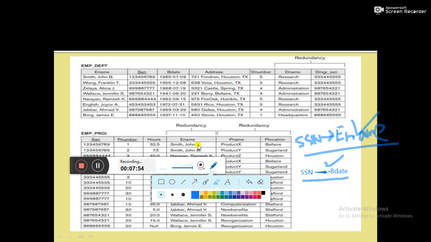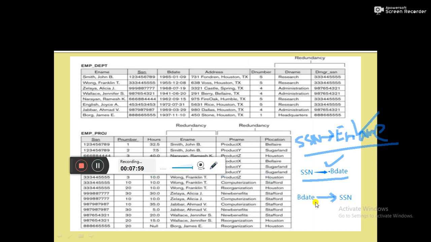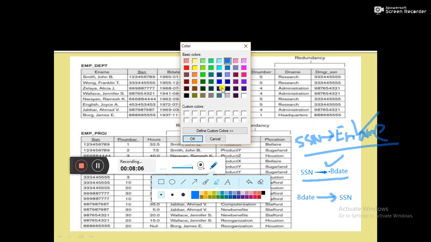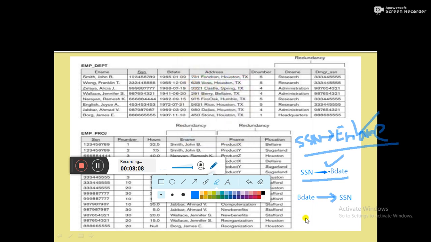Now the question is whether the reverse is true or not. That means, can we write it that way? Birth date arrow SSN. That means SSN is functionally dependent on birth date. Is it true or false on that relation? We can write it if, for a particular value of birth date, there is a single SSN. Let's check whether it is true or false.